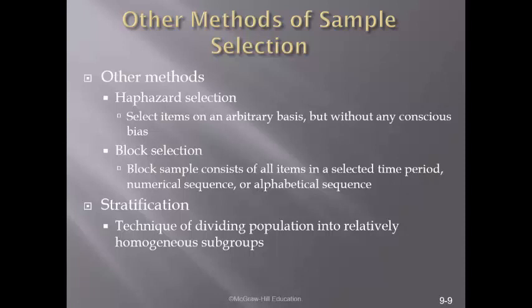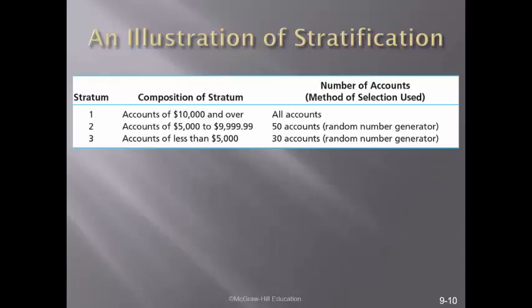These strata then may be sampled separately, and the sample results may be evaluated separately or combined to provide an estimate of the characteristics of the population. The effect of stratification is to require a smaller number of sample items to evaluate. Stratification allows the auditors to apply different audit procedures to each stratum.